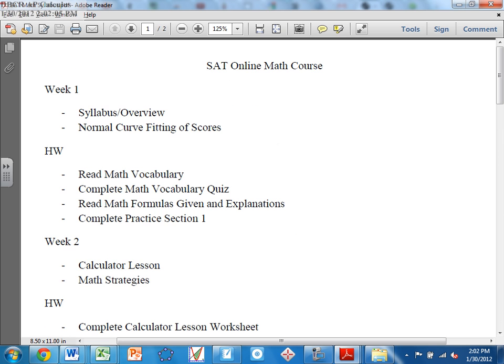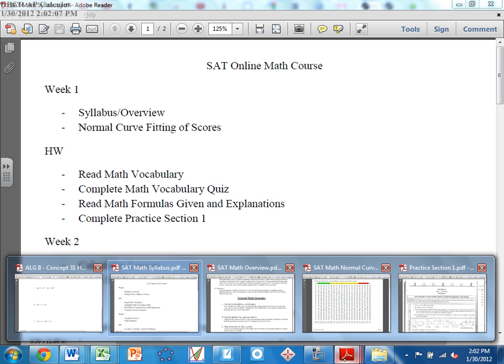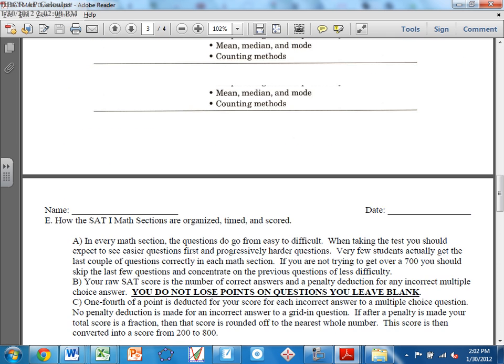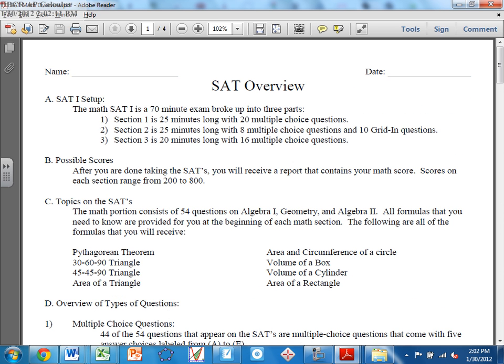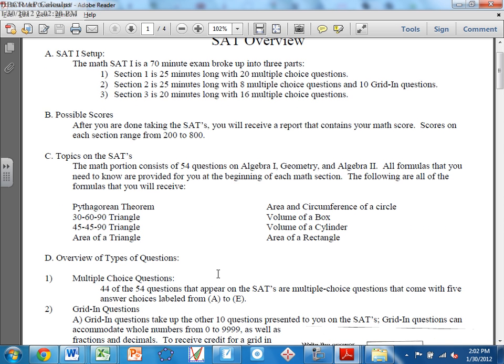Now, let's actually get to the SAT math overview. If we take a look at our document here, we're going to start at the beginning. A lot of this I'm going to quickly reiterate and discuss, but some of this you may be familiar with. If you are, feel free to skip ahead. You don't need to waste your time sitting here reading through this if you know it already.